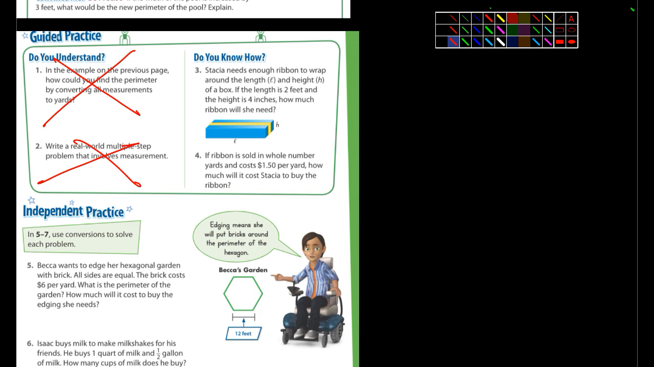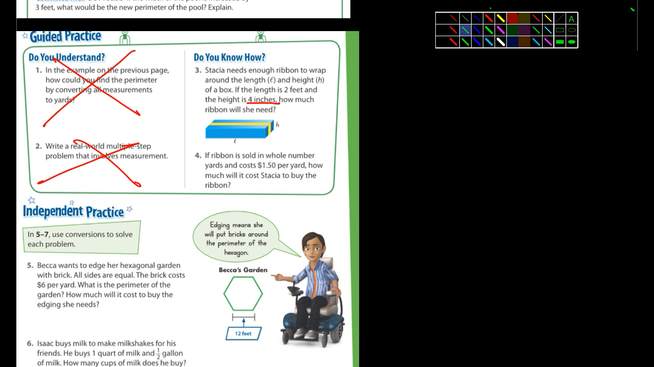So number three here, Stacia, is that how you'd say that? Needs enough ribbon to wrap around the length, L for length, and height of a box. If the length is 2 feet and the height is 4 inches, how much ribbon will she need? Okay, so let's go with inches here. That would make the most sense. So we've got 4 inches. We can't convert 4 inches to a foot unless we wanted to deal with fractions. And if you can avoid dealing with fractions, then do so.